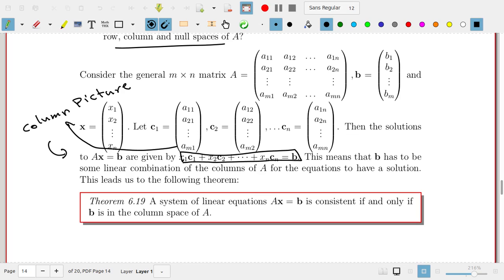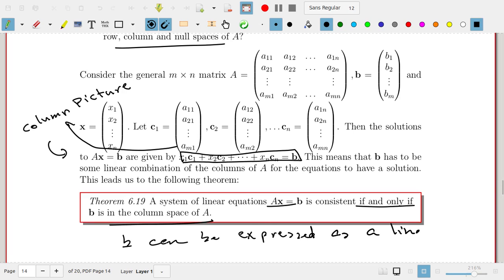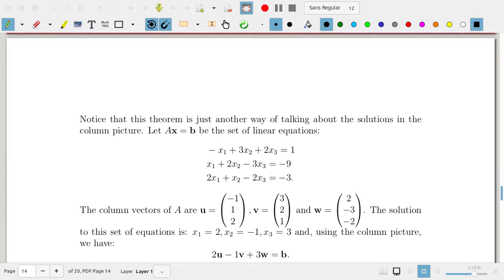So a system of equations Ax equals V is consistent if and only if V is in the column space of A. Meaning V can be expressed as a linear combination of the columns of A, right? So that's what it means to be in the column space of A.